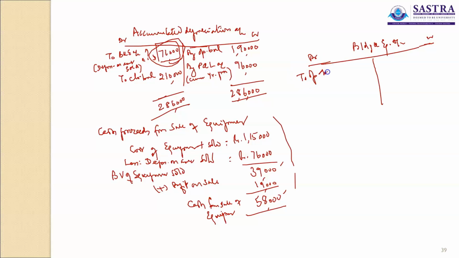To opening balance of building and equipment is given as 6 lakhs. Building and equipment being an asset item, the opening balance will be on the debit side, and the closing balance on the credit side. By closing balance, 9 lakhs.